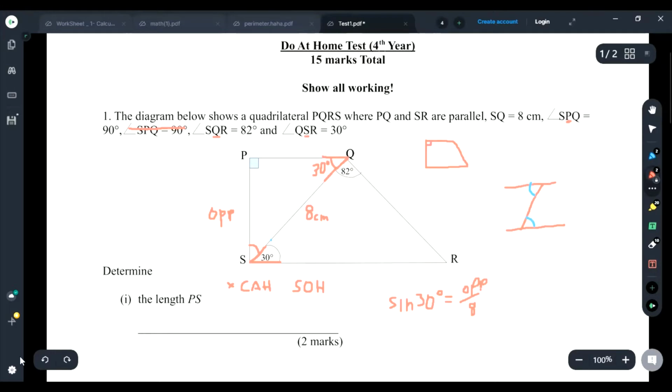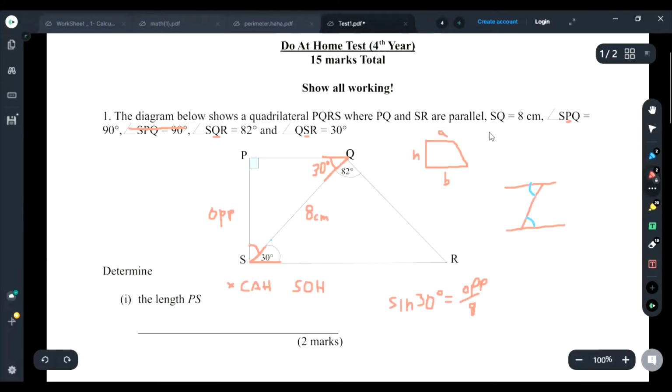Does anybody remember the formula for the area of a trapezium? It's similar to a triangle. A triangle's formula is half base times height, but this one has two bases. It has a base here, and it has a base here, and it has a height.